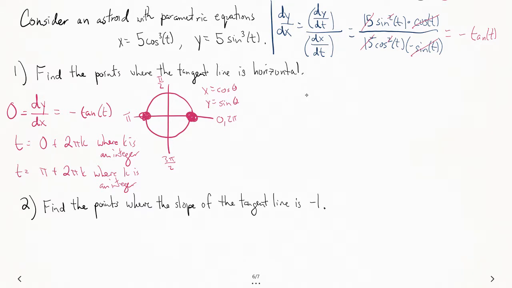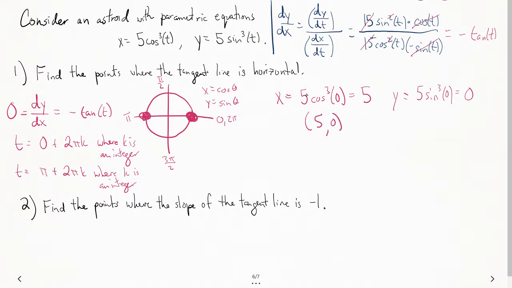So when you take a look as to what this would work out to be, let's start with 0. So you get x equals 5 cosine cubed of 0, which is just 5. And then your y value is 5 sine cubed of 0, which is equal to 0. So your first coordinate corresponding to this point is (5, 0). So this is when t equals 0.